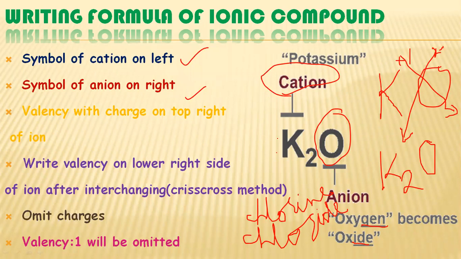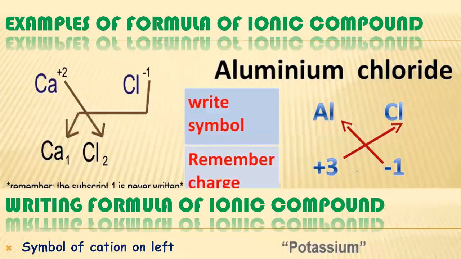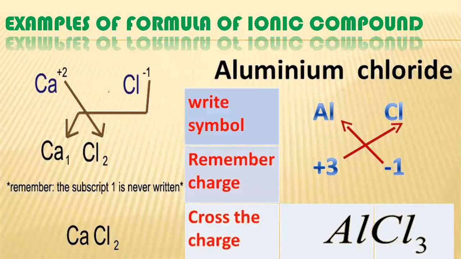Sulfur, sulphide; bromine, bromide. Like that, we change the ending to -ide due to its being an anion. You can see here the formula of the ionic compound of calcium. That is what? Chloride. Yes. So the subscript 1 will not be written. We just crisscross here to get Ca1, and we write the formula like this: CaCl2.